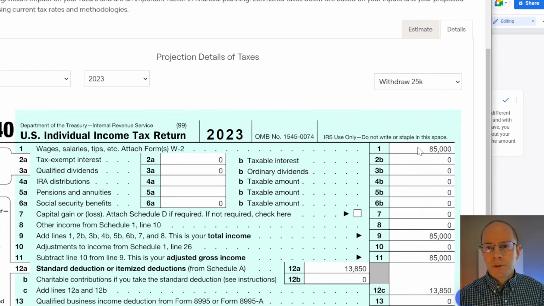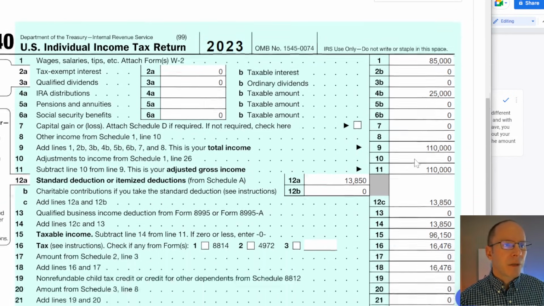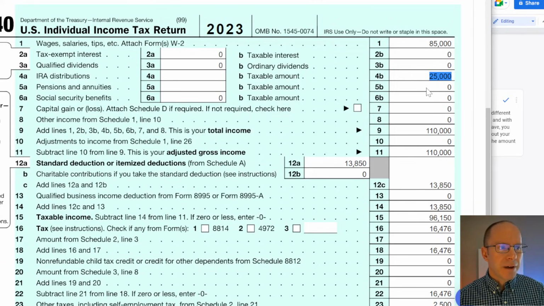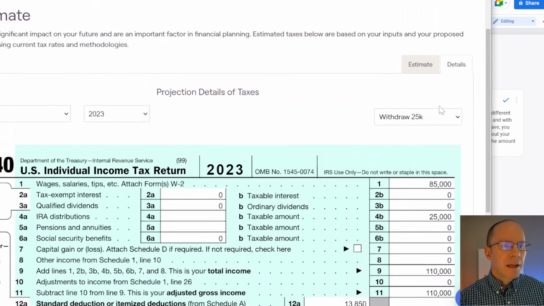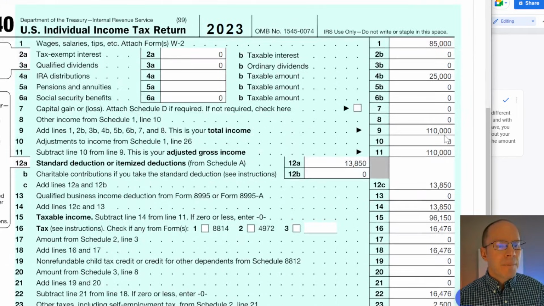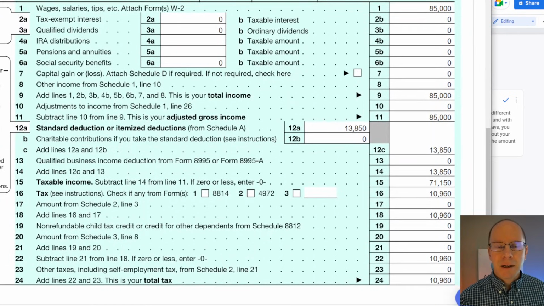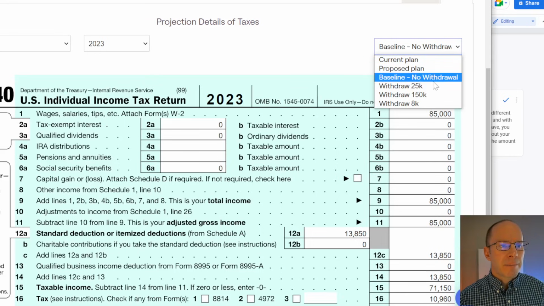But let's say that they take a withdrawal from a 401k or an IRA, for that matter, of $25,000. In this case, the entire $25,000 is going to be taxable, so that brings their income up to $110,000. Again, it's kind of like earning that income from a job. Once again, they have the standard deduction, which brings the taxable income down to $96,000. The tax is $16,000, but that's not all. There is also, in this case, because they are under the age of 59 and a half, a 10% penalty tax of $2,500. So the total tax due would be about $19,000. And if we go back to the baseline without a withdrawal, the total tax that was going to be due is about $11,000. So it's an $8,000 difference to pull out about $25,000.